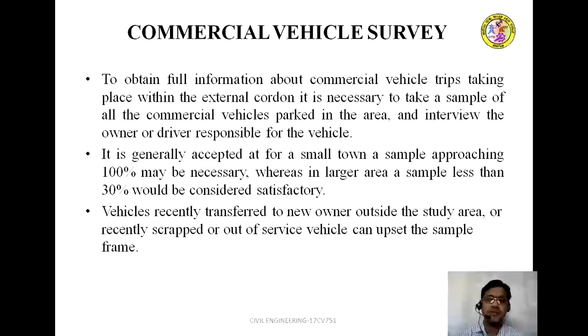Apart from this, while preparing the survey frame, there is a usual trend that, depending upon the area and adjoining areas or the vehicle registration, the commercial vehicle survey is carried out. In some cases, vehicles have recently transferred their ownership outside the study area, or sometimes vehicles are scrapped. In such cases the sample frame gets altered, and the genuineness of the data we gather from the survey becomes less accurate.